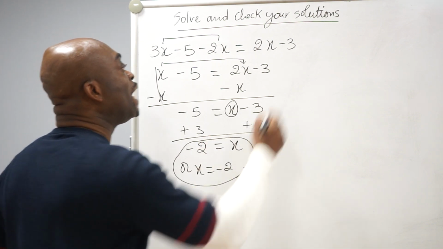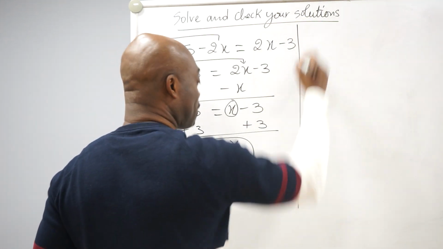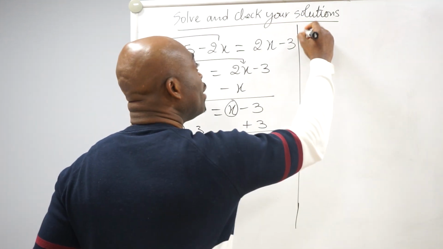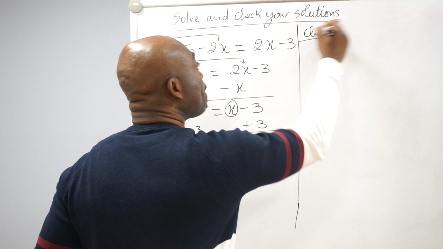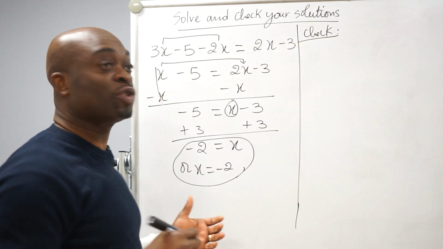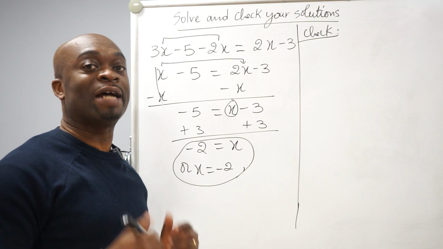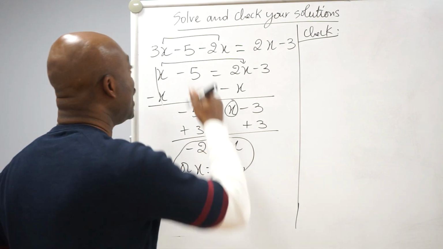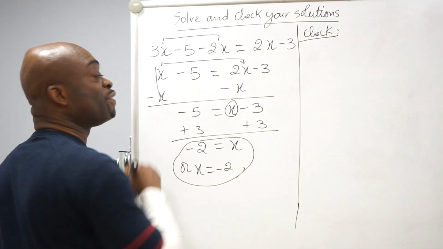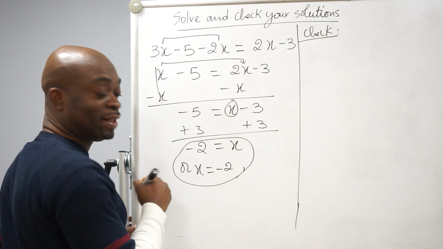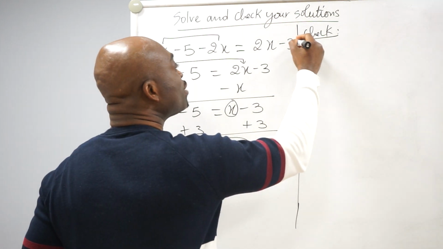All right? So now how do we check it? Let's quickly go and check this. So we're going back into the original equation, actually. So every time we say checking, that means you're going back to the original equation. And what are we going to have? So instead of having 3x, now x is equal to what? Negative 2. So let's go at it.